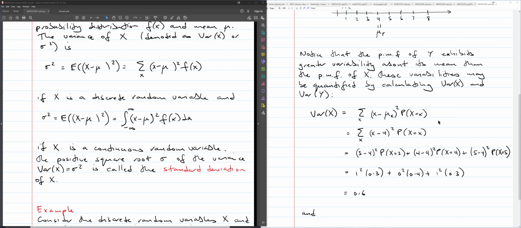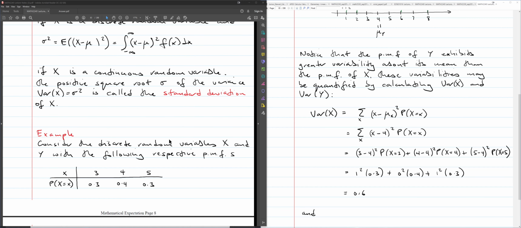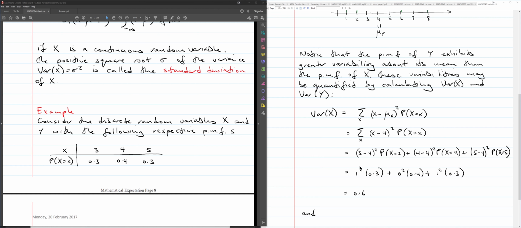Okay, so in this case the mean over here is 4, so let's put that in. And then the possible values of X are 3, 4, and 5. When X is equal to 3, you have 3 minus 4 squared times the probability X is equal to 3. When X is equal to 4, this value of your random variable, you have 4 minus 4 squared times the probability X is equal to 4. And for the 5, you have 5 minus 4 squared times the probability X is equal to 5.